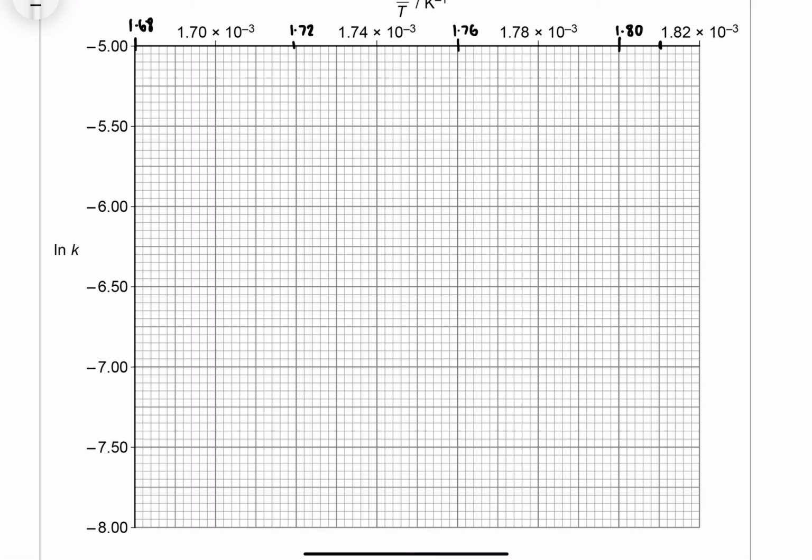7.68. So the little squares here are 0.05s. So 68, 7.5, 7.6, 7.68 will be just before the minus 7.7 line. Okay, our next one is 1.78, which is the big line, and minus 7.08.